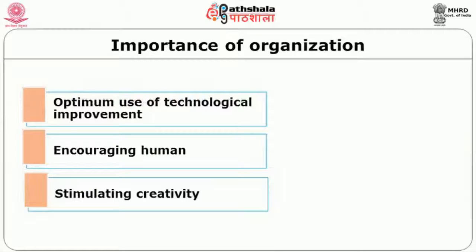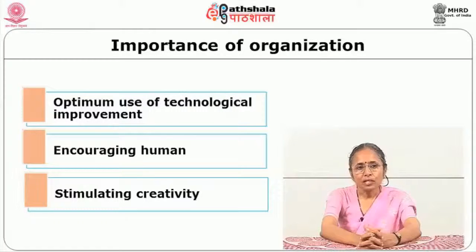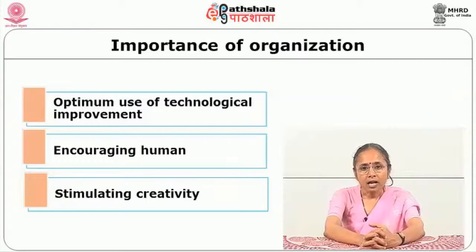The third importance of this process is optimum use of technological improvement. The organizing process is also influenced by technological advancement. Because now we have started using technology, there are a lot of activities which can be conducted with the help of technology. For example, initially the teachers used to declare their results, and before that they had to enter all the marks by hand on a particular sheet of paper.